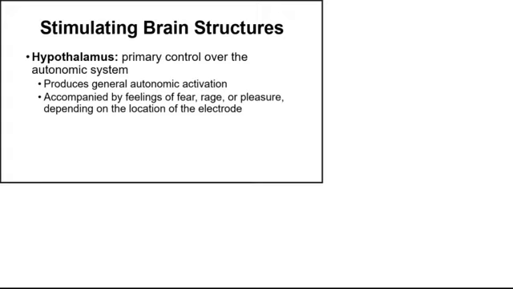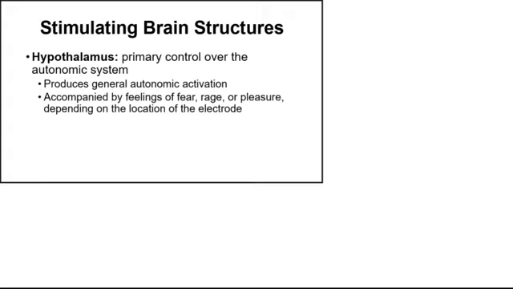But our hypothalamus, we had talked about having primary control over our autonomic nervous system. So our hypothalamus does a lot of our gut reactions to things. Our fight or flight response would be triggered by our hypothalamus. So it produces general autonomic activation. So if we stimulate this part of our brain, if we have rats and you provide electrical stimulation, or if we were looking at humans with activation applied to this area in the olden days, we would see general levels of autonomic activation. So it would trigger our fight or flight response.